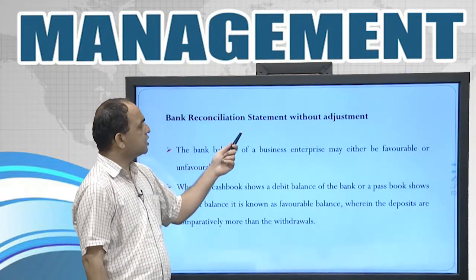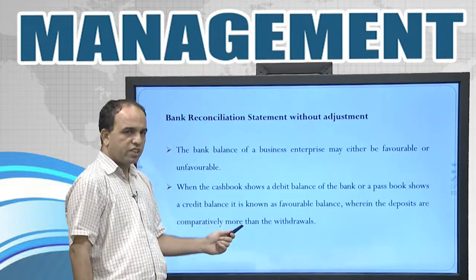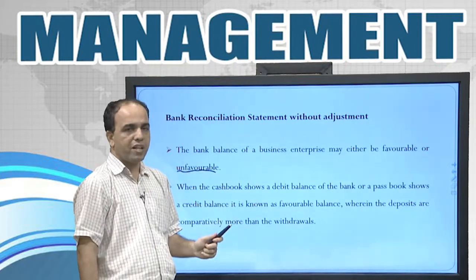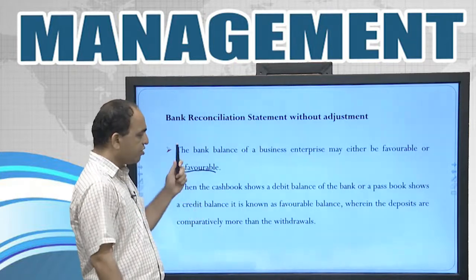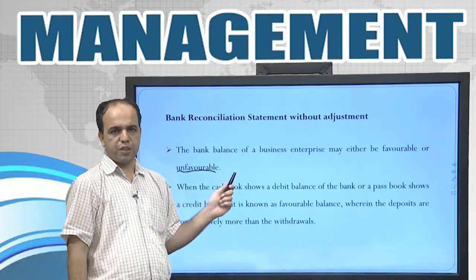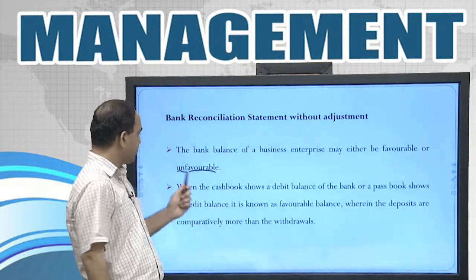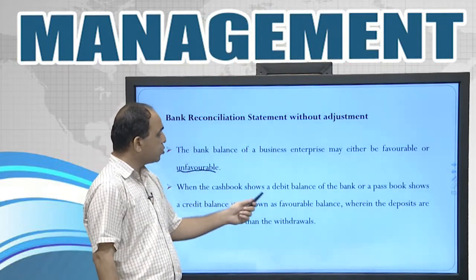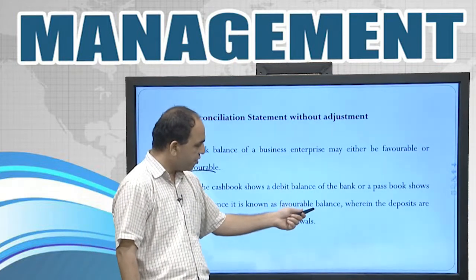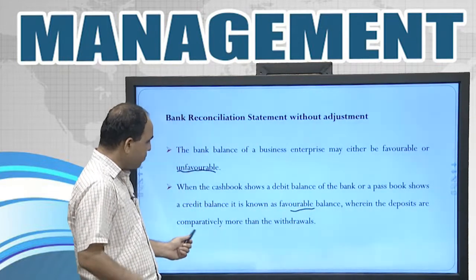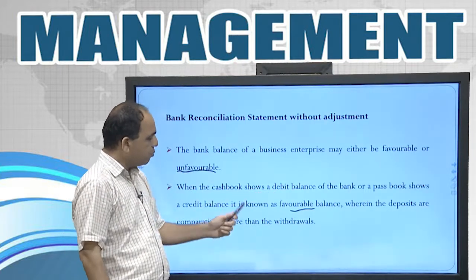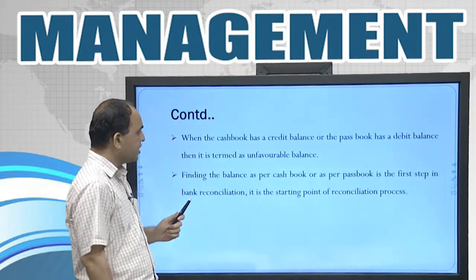Bank reconciliation statement without adjustment, what I taught in the last session, generally favorable and unfavorable balance is very important. If we have started with favorable, then addition and deduction is done as per the rule which we are going to discuss today. When the cash book shows a debit balance of the bank or passbook shows a credit balance, it is known as a favorable balance, wherein the deposits are comparatively more than the withdrawals. So, that is favorable.